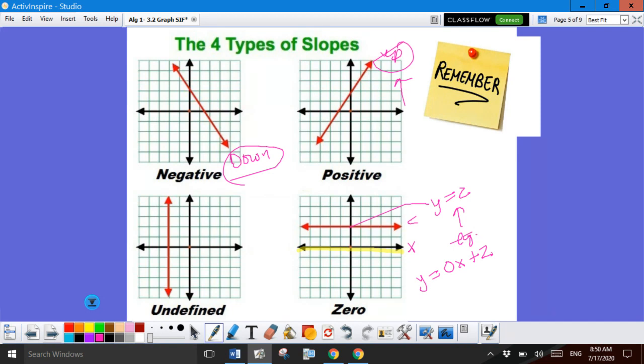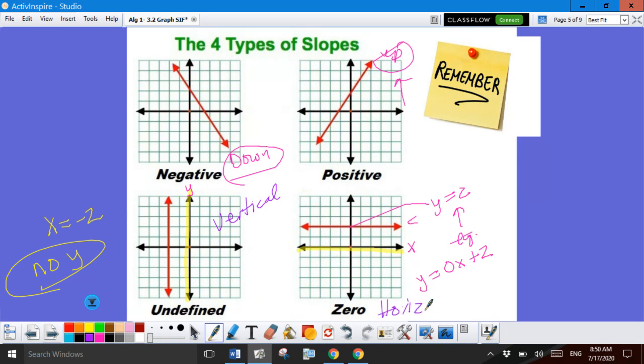Now, this one is similar, but this one, it doesn't touch the y-axis. Okay, it's not touching the y-axis. And this is actually x equals a negative 2. Notice how there's no y. It's not touching the y, so it cannot have a y. And just for kind of a quick review, remember this is a vertical line and this one is horizontal.